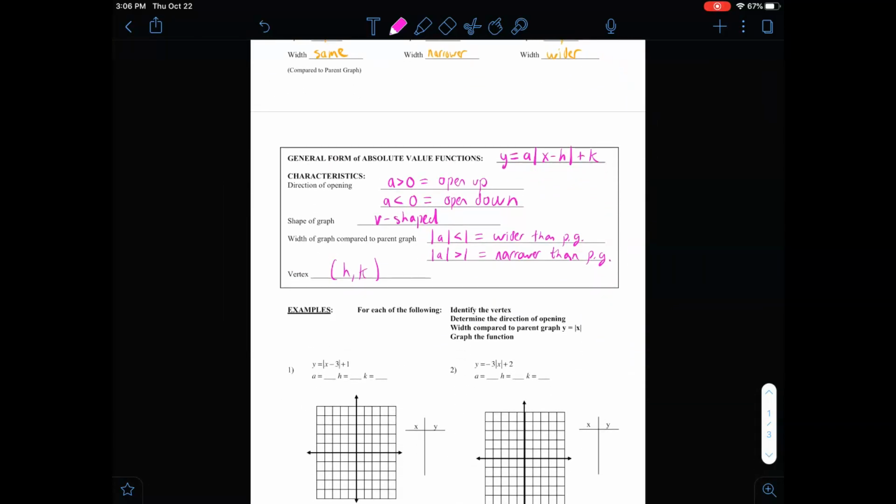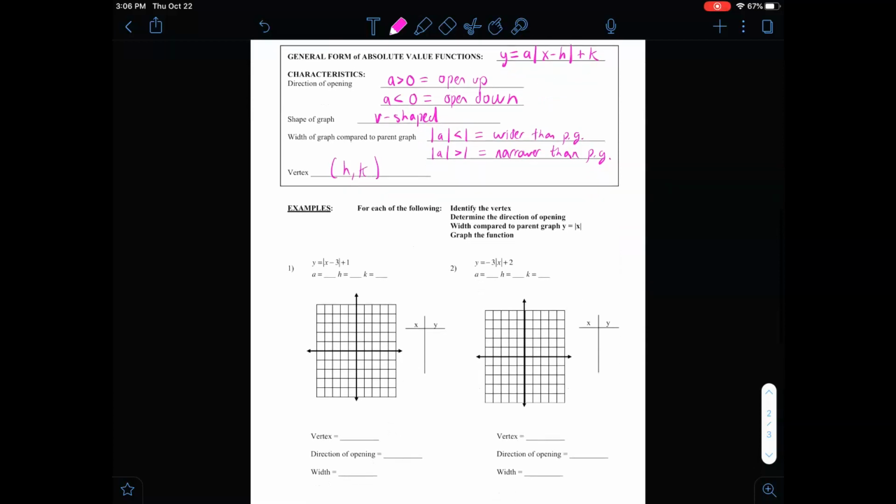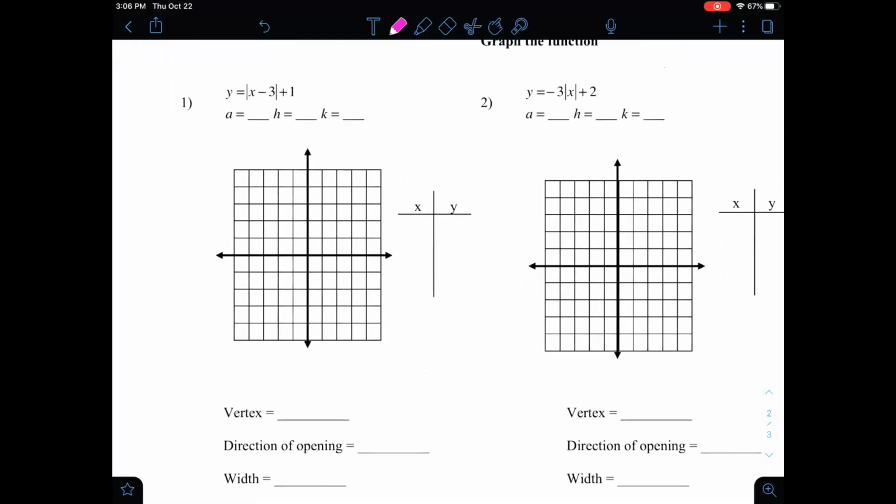All right, it's going to be a longer video today. I apologize for that, but I want to make sure we go through this all at once here. So yeah, here we go. For each of the following, identify the vertex, the direction of opening, the width, and the graph of the function. All right, let's do it.